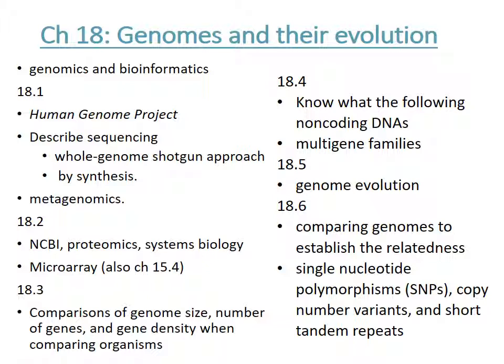We talked about metagenomics and proteomics and systems biology and comparisons between genome size, and we talked about how much of our DNA is non-coding DNA, but just because it's non-coding doesn't mean it's not important. Multi-gene families, where we have many copies of similar or the same gene, and how the genome has changed over time. And we looked at how we can compare genomes and single nucleotide polymorphisms, copy number variants, and short tandem repeats. So that is all of Chapter 18.